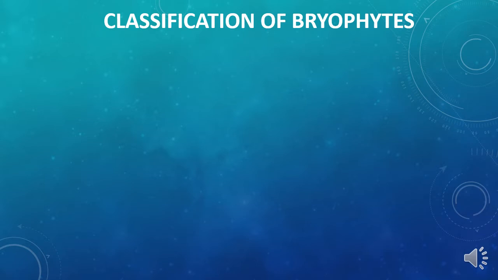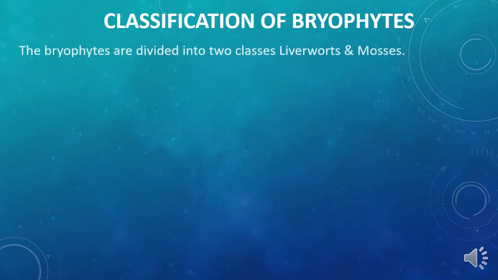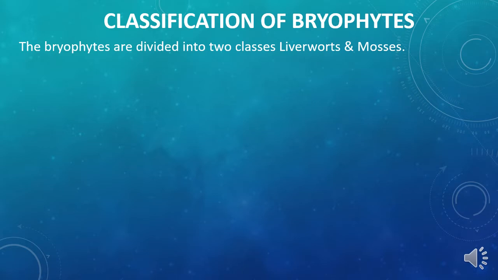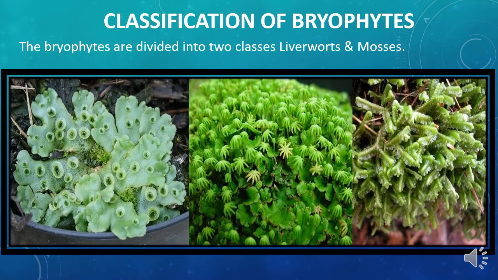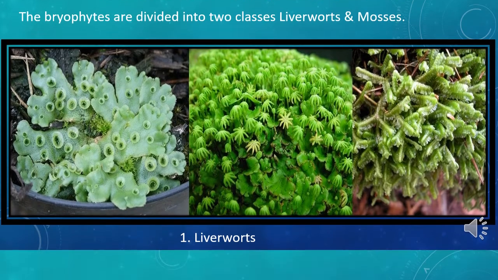Coming to the classification of bryophytes. The bryophytes are divided into two main classes, that is liverworts and mosses. So this is the picture of liverworts. The first one we are going to see is liverworts.